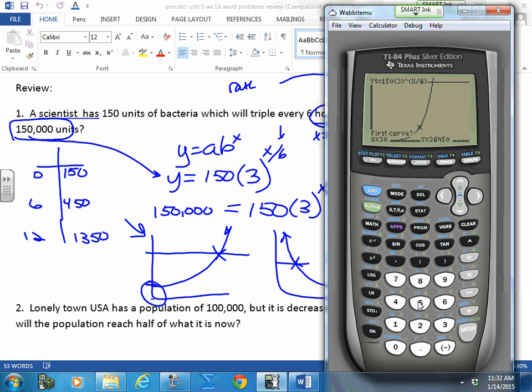Number 5, enter, enter, enter. And give me 3 decimals. So in 37.726 hours, I will reach 150,000. It's pretty fast. That bacteria is growing pretty fast. Good. Make sure you give me 3 decimal points on your time.